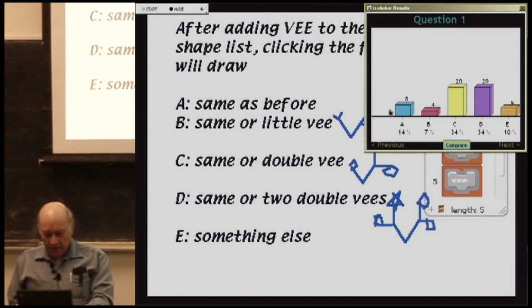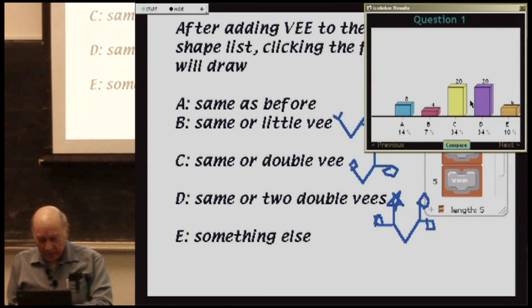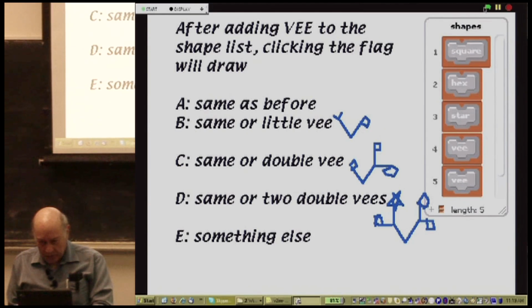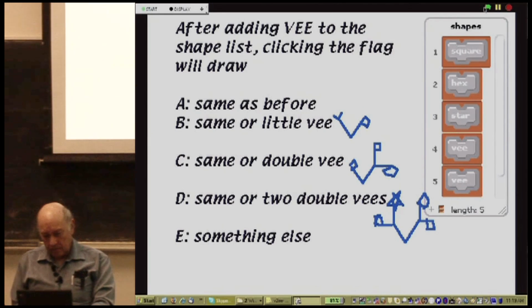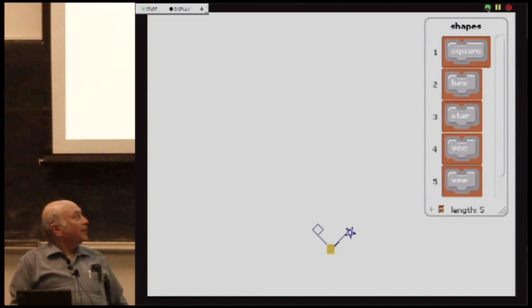yeah, sure. Okay, so some people think it'll stay the same. Hardly anybody thinks it'll have a little v. Most of you think you'll get a double V or maybe two double Vs, and 6 people think you get something else. Well, I'm just going to do it. Huh. That's something else. Double, that's like a triple V on one side. Whoa, there you go.